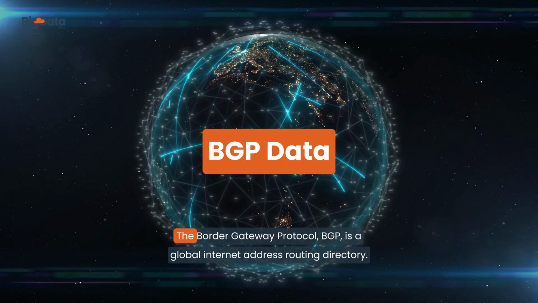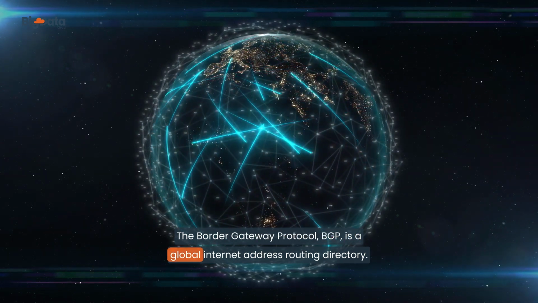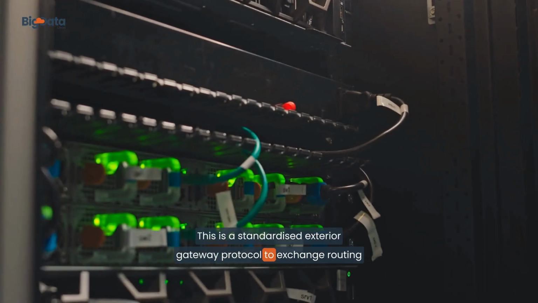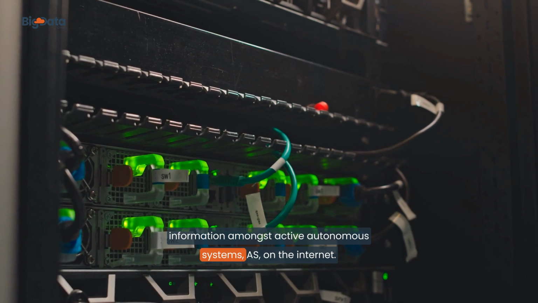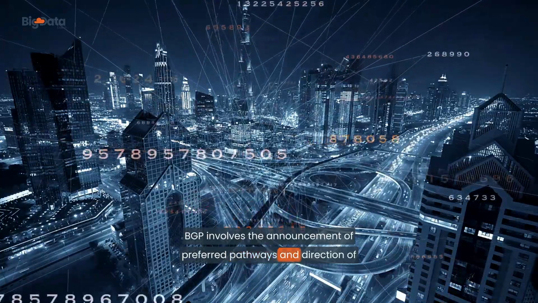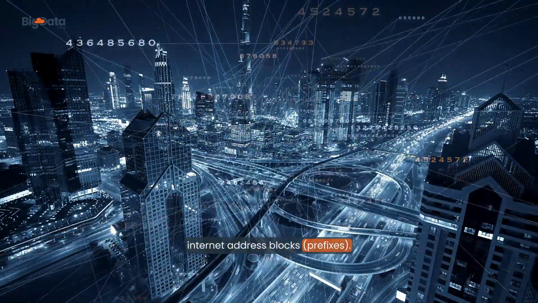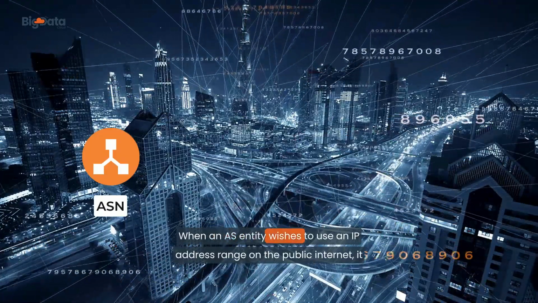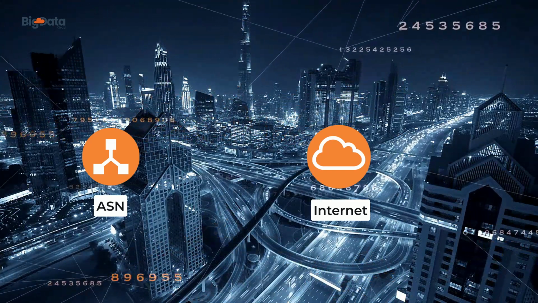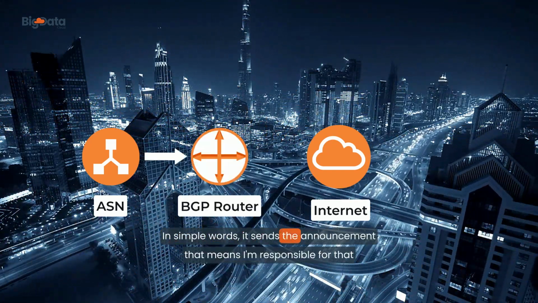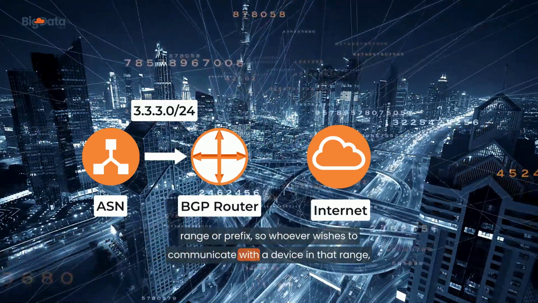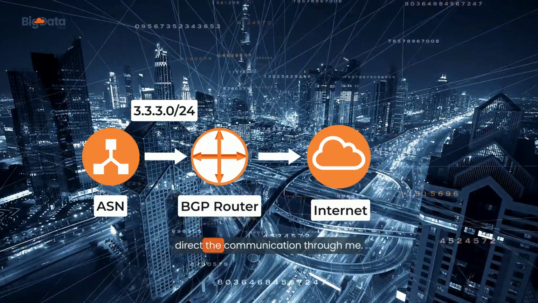BGP data. The Border Gateway Protocol, BGP, is a global internet address routing directory. This is a standardized exterior gateway protocol to exchange routing information amongst active autonomous systems, AS, on the internet. BGP involves the announcement of preferred pathways and direction of internet address blocks, prefixes. When an AS entity wishes to use an IP address range on the public internet, it has to announce it to the closest peers. In simple words, it sends the announcement that means, I'm responsible for that range or prefix, so whoever wishes to communicate with a device in that range, direct the communication through me.